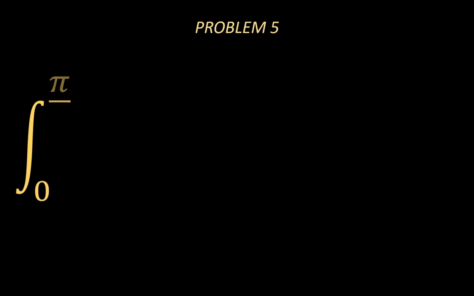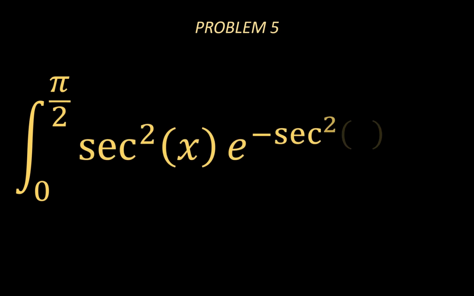So problem number 5 is the definite integral from x equals 0 to x equals pi over 2 of sec squared x times e to the power negative sec squared x.